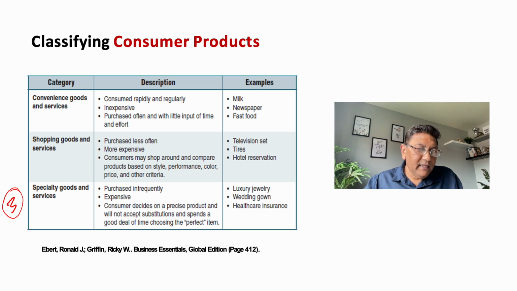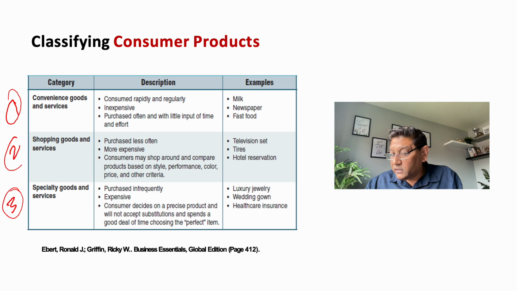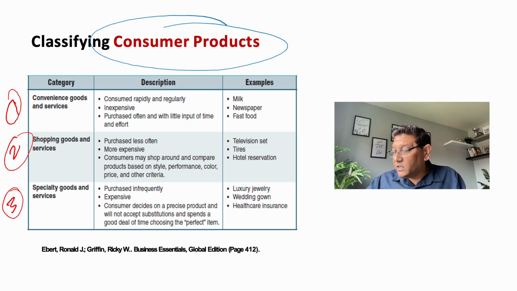But anyway, in that there are three different categories of products and services. One is convenience, second one is shopping, and third one is specialty goods. These are the categories of consumer products. So we are talking about consumer products. We are not talking about industrial products yet.